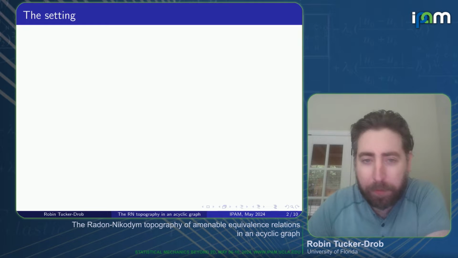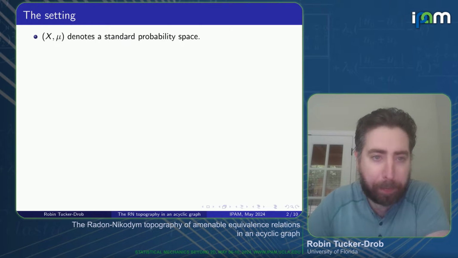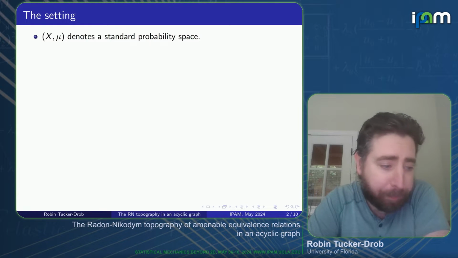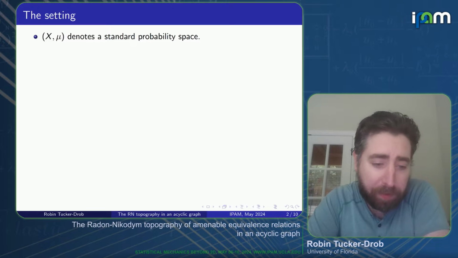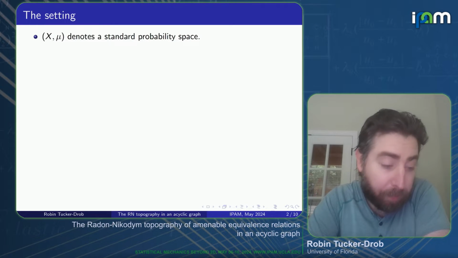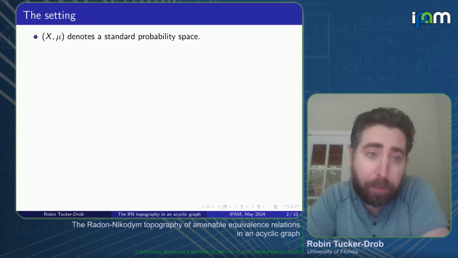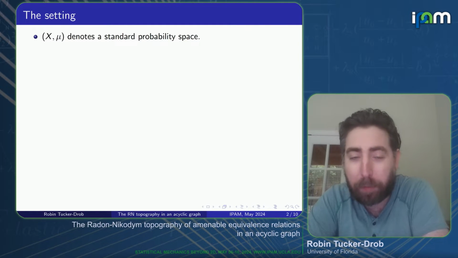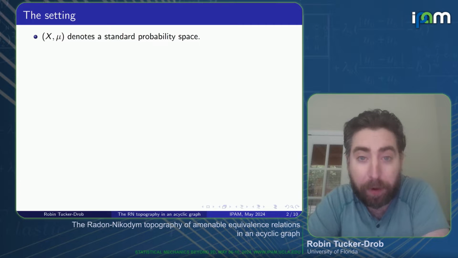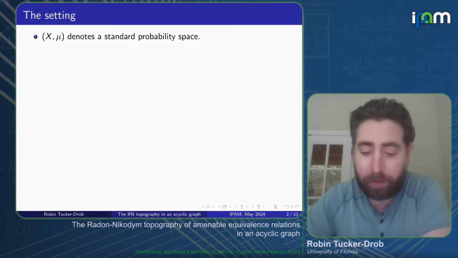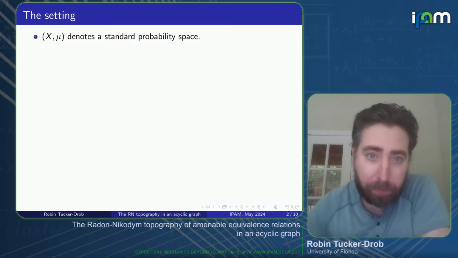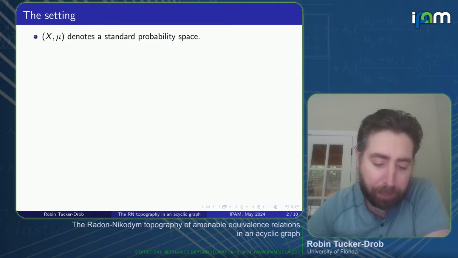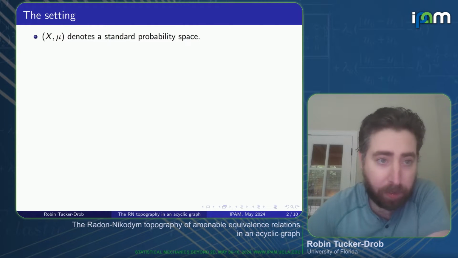So the setting. (X, μ) will always denote a standard probability space. Throughout the talk, I'm going to be using an example of the free group and the boundary of the free group, so we'll see that in a moment. That's almost the only example that you really need, with the probability measure coming from the hitting measure of the random walk. But we'll just always be working with a standard probability space. On this slide, the measure won't really come up, but on the next slide, we'll get to the measure.